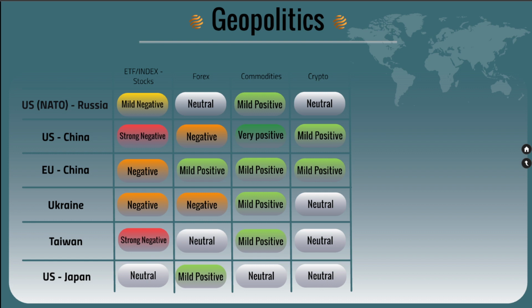And then the ETF index and stock market is receiving a largely negative impact from the geopolitical field. So this is mainly negative, and that situation does not really change rapidly. But because of the US-Japan situation, we need to monitor it every single week.